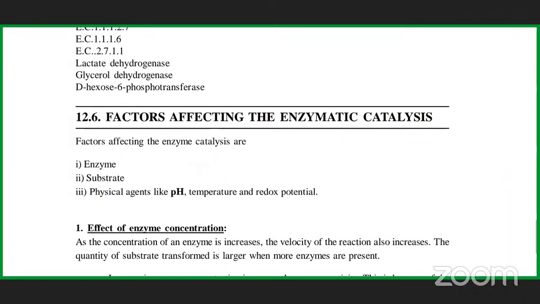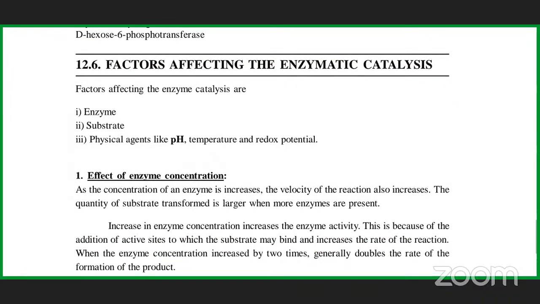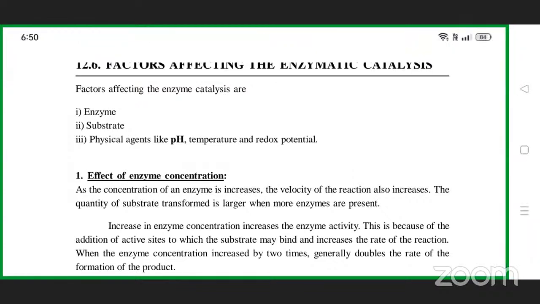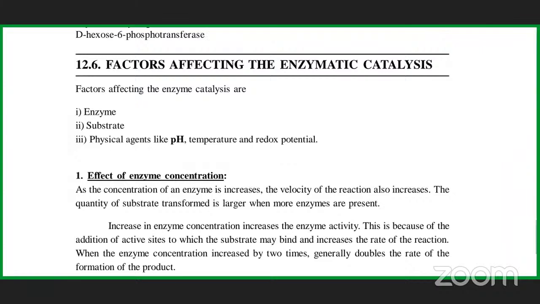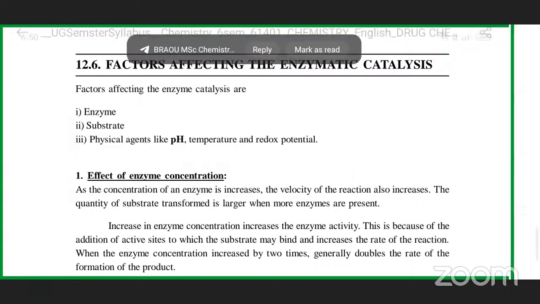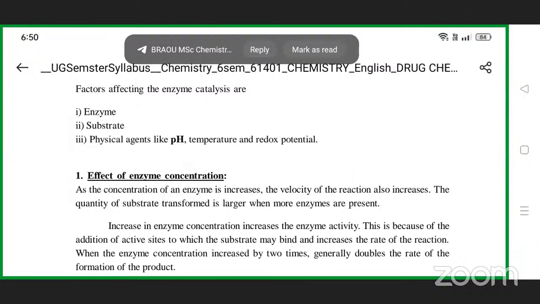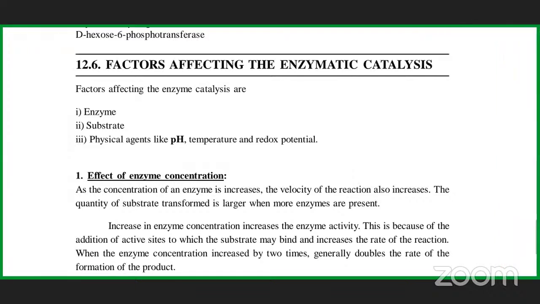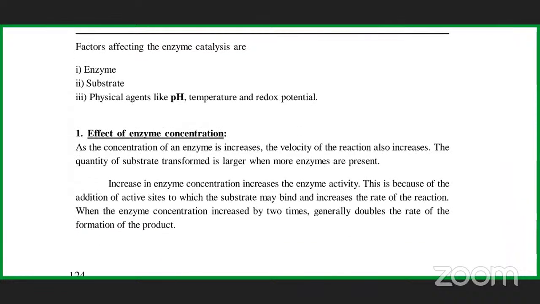Now we are going to the factors affecting enzyme catalysis. Generally, enzyme catalysis is affected by some factors. Those factors are the structure of the enzyme, the substrate molecule, and physical agents like pH, temperature, and redox potential. All these factors affect enzyme catalysis, along with the effect of enzyme concentration.